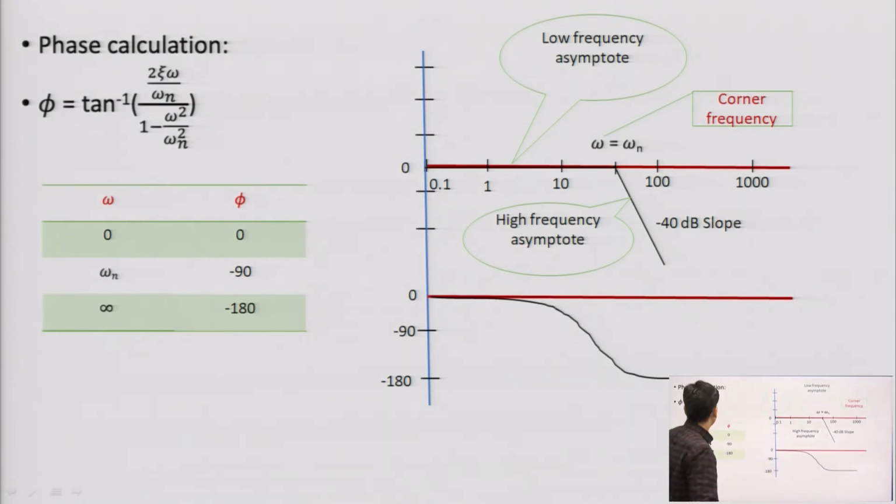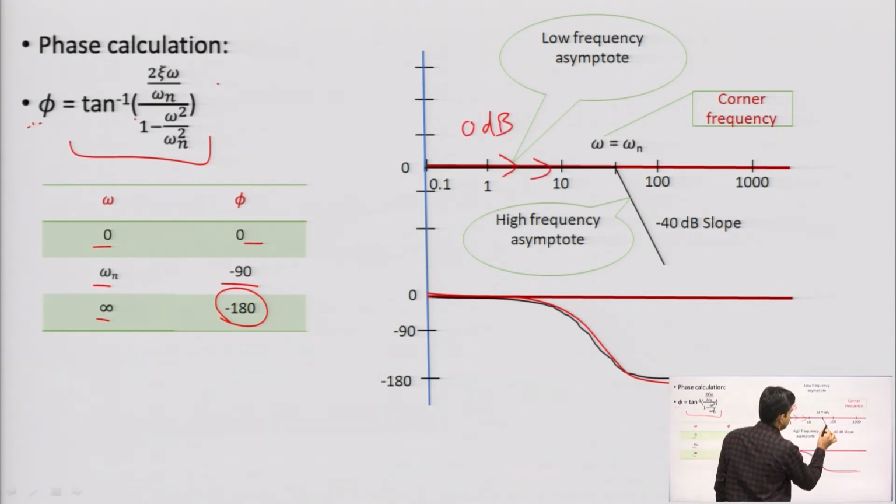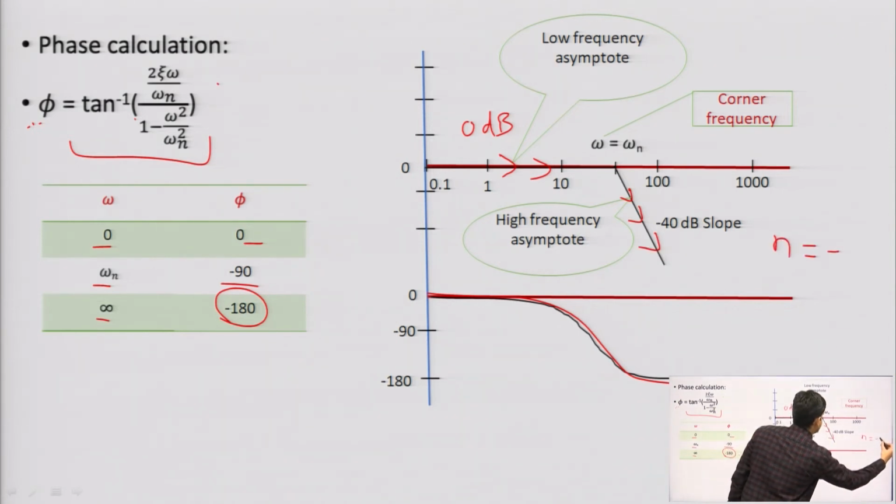Now, phase calculation. Phi is given by this term from the previous expression. You can see if omega is 0, phi is 0. If omega is omega n, you can put it here and phi is minus 90. If you put omega equal to infinity, you will get phase equal to minus 180. It means the phase plot starts from 0 and terminates at minus 180. If you see the magnitude plot, for low frequency we were getting 0 dB, and for high frequency we were getting a slope of minus 40 dB when n is minus 1.